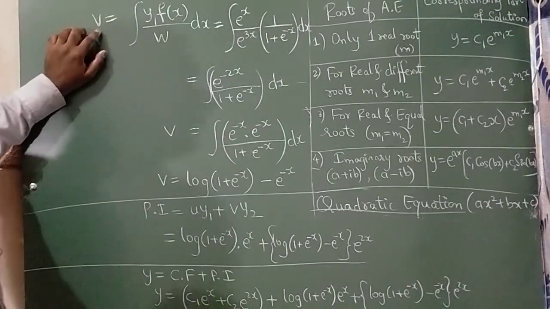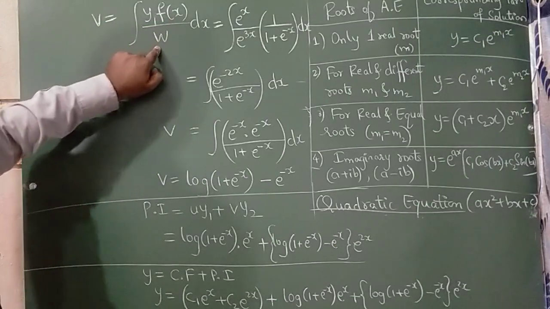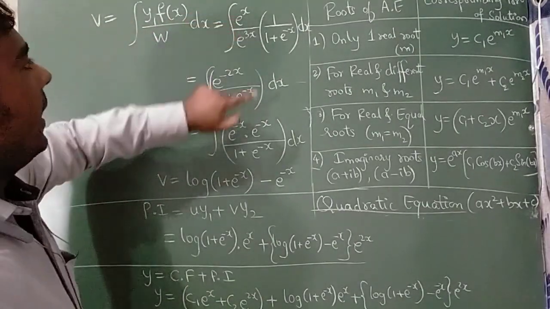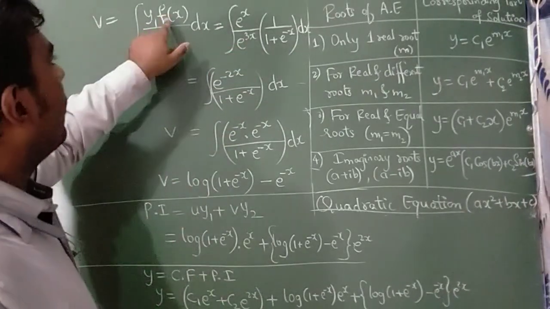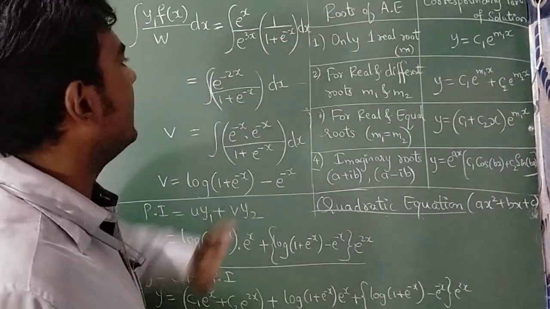Now we have to find v. So v is equal to integration of y1 f of x divided by w dx. Now what is y1? It is e raised to x. Now what is w? E raised to 3x. Now what is f of x? It is in the given 1 divided by 1 plus e raised to minus x dx.